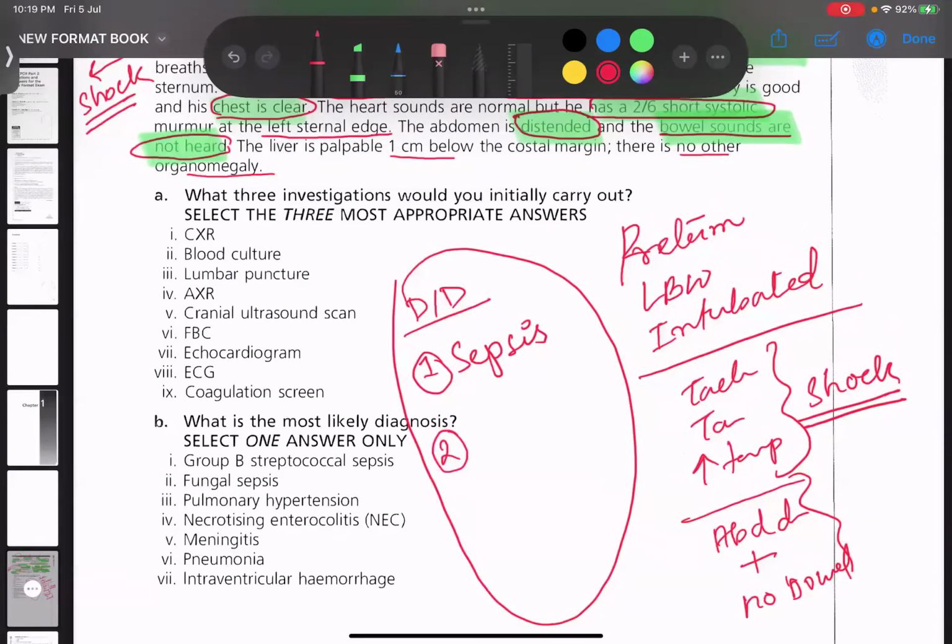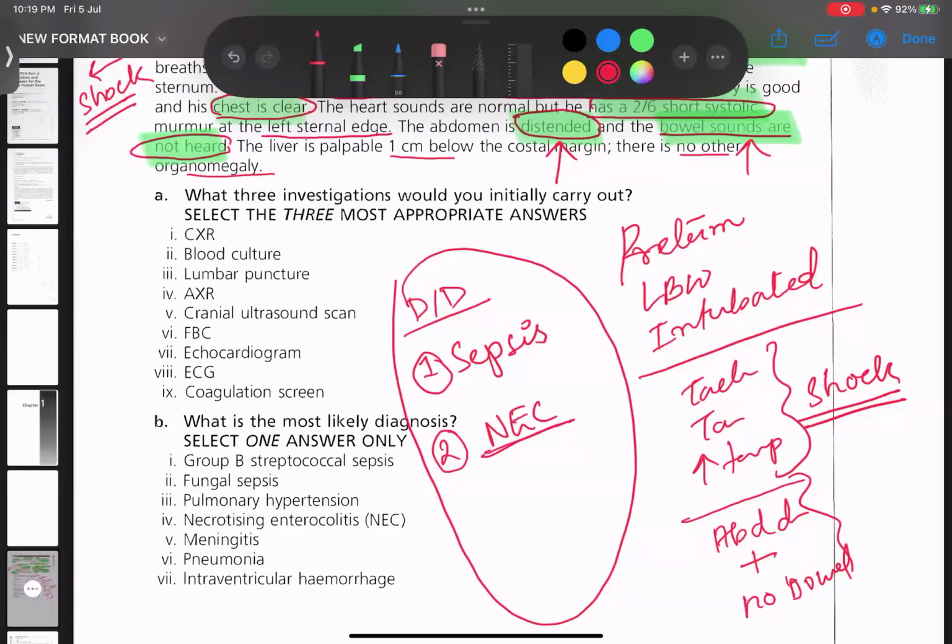NEC. Okay, NEC. Can you give your reasoning for NEC? Distended abdomen and bowel sounds were absent. Okay. So you said NEC. What about the third? Preterm on full formula feeds, preterm for NEC. Okay. Feeding intolerance. So you have certain reasoning. We'll go back to the reasoning later. First differentials are sepsis, NEC.